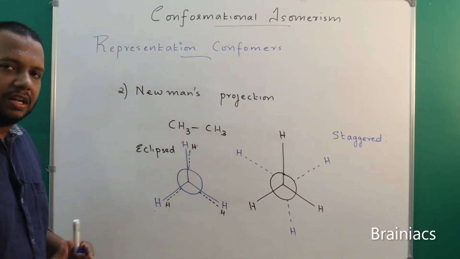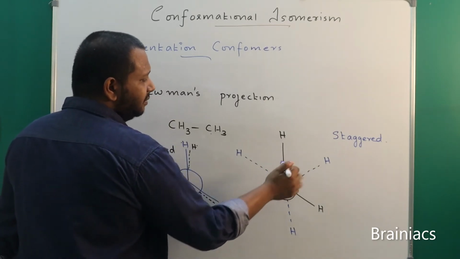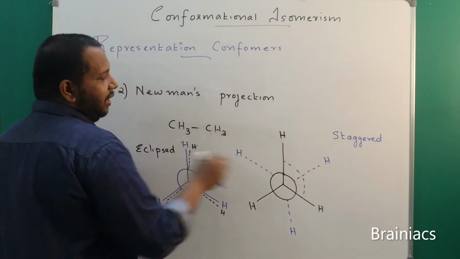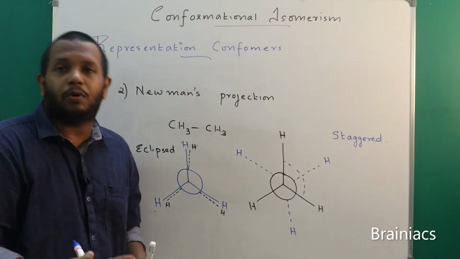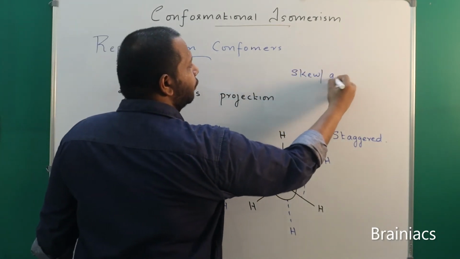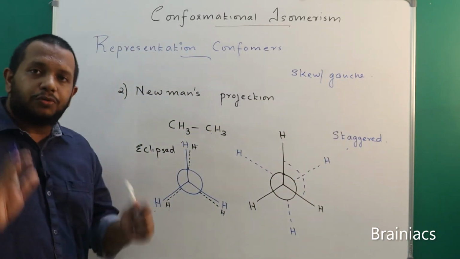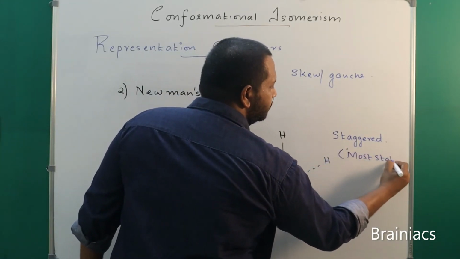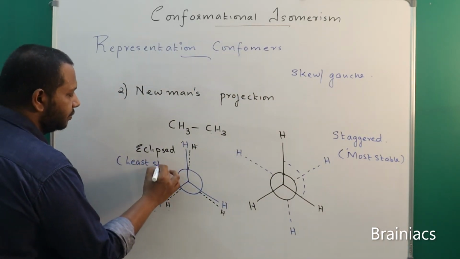And any structure in between this eclipsed and staggered, for example, here I can say that this hydrogen atom is lying exactly in the middle, diametrically opposite to this one. It can be here, it can be here. All those infinite structures in between are called skew form or gauche form. This is staggered form, this is eclipsed form. The most stable one here is staggered, and the least stable one is eclipsed.